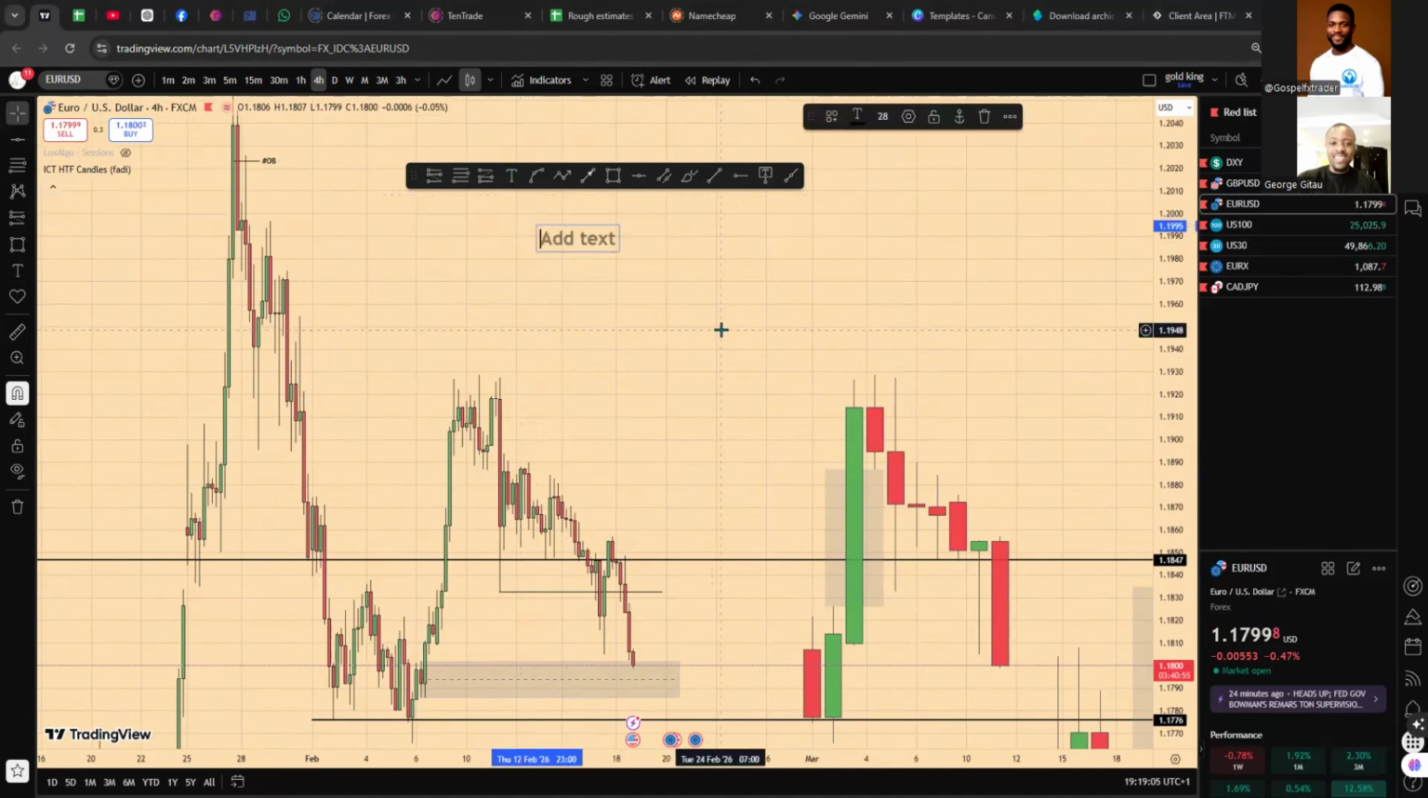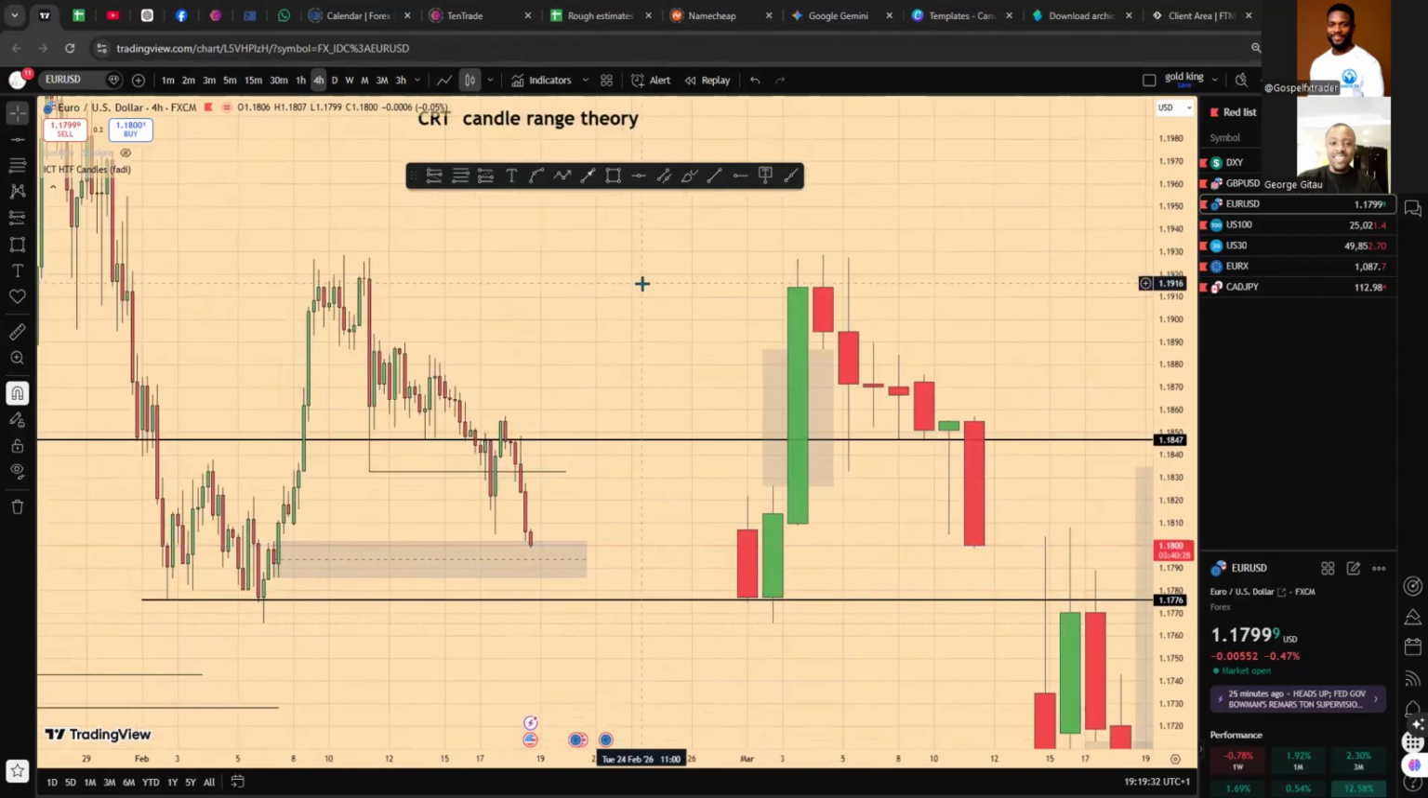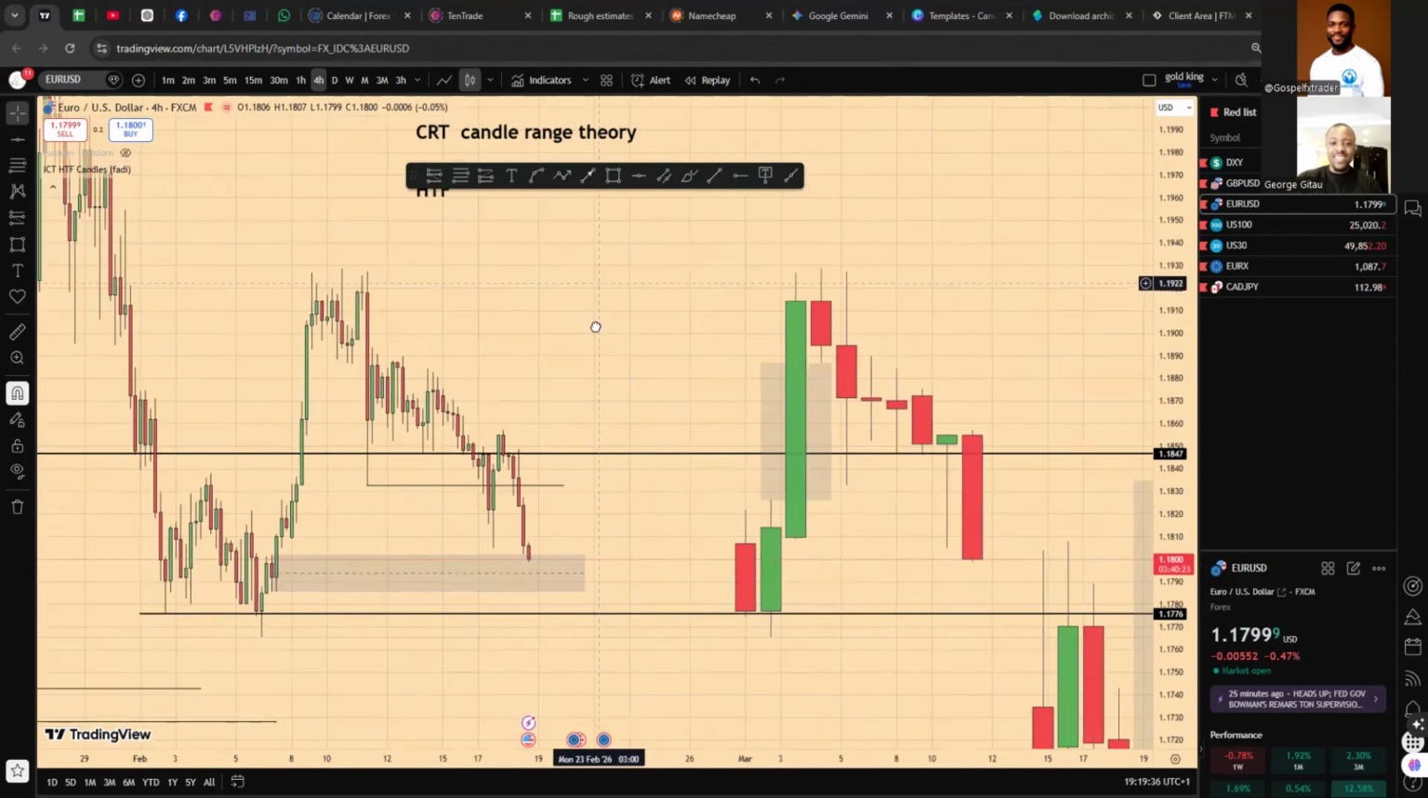Okay, CRT stands for candle range theory. Now, this simply means that a candle becomes a range. We use a candle as a range, and this definitely means that we are talking about higher time frames, not necessarily that lower time frames cannot do the same thing. They can do the same thing, but you know that the range of a higher time frame is quite bigger. So we prefer using ranges of higher time frames.